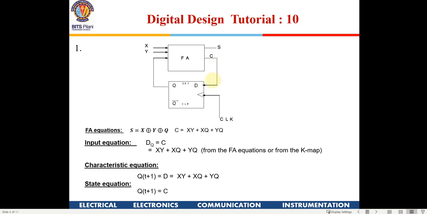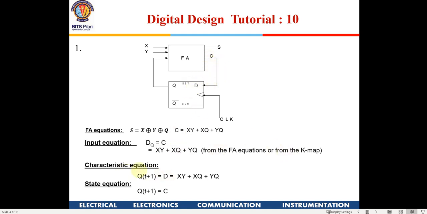So that carry is being given to the D flip-flop out here, right? So the input equation to the D flip-flop is the same. Since the carry is coming here, you have from the previous state itself Q. So you have xy or xq or yq. This Q is the previous one. So this is coming to the D. So the carry is being fed to the D.